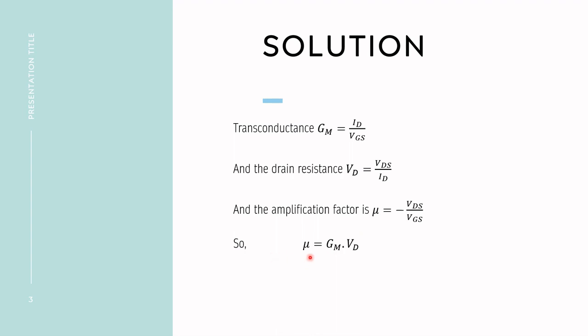So how do we get mu? We get mu, that is Gm dot Rd. If we simply multiply the transconductance and the drain resistance, we get ID divided by VGS into VDS divided by ID. ID and ID are cancelled out and we get VDS divided by VGS, and that is equal to mu, which is always a positive quantity. So the right option is mu equal to transconductance into drain resistance, that is Gm dot Rd.